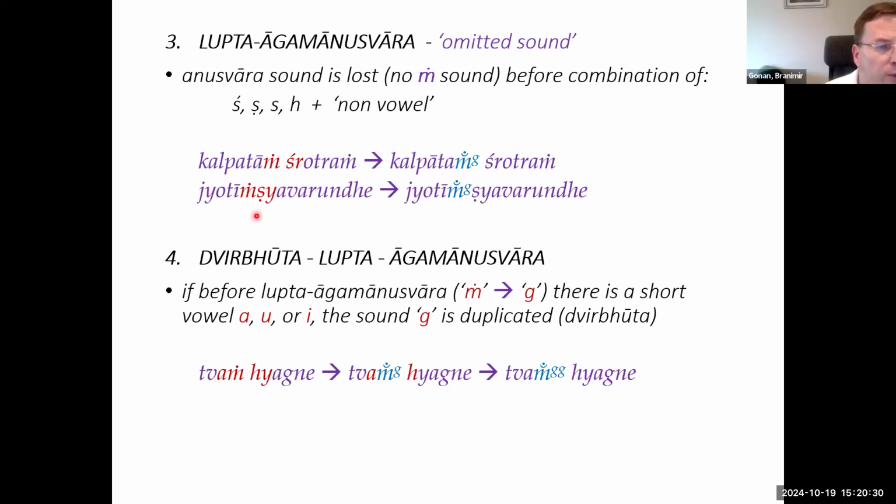Yes, this is the combination when you have anusvara plus one of the fricatives, which is sh, plus non-vowel, which is y. Jyotim sha, right? And then after the change, it is Jyotigumsha. So this anusvara M changed into G. Is it clear? M changed to G. Yes, but you said not gum, pronouncing the M.